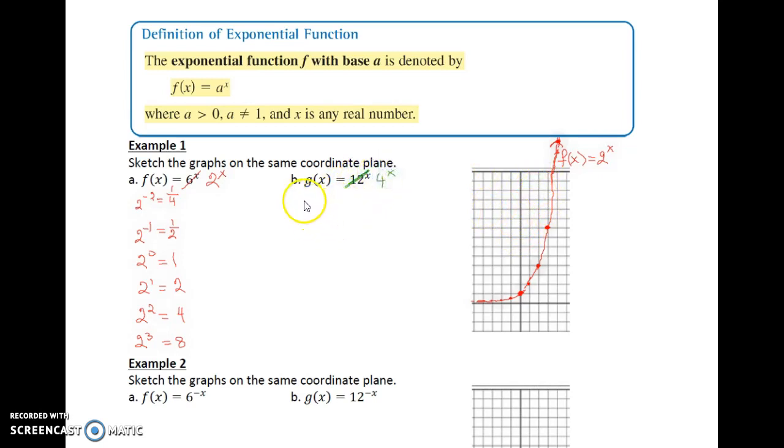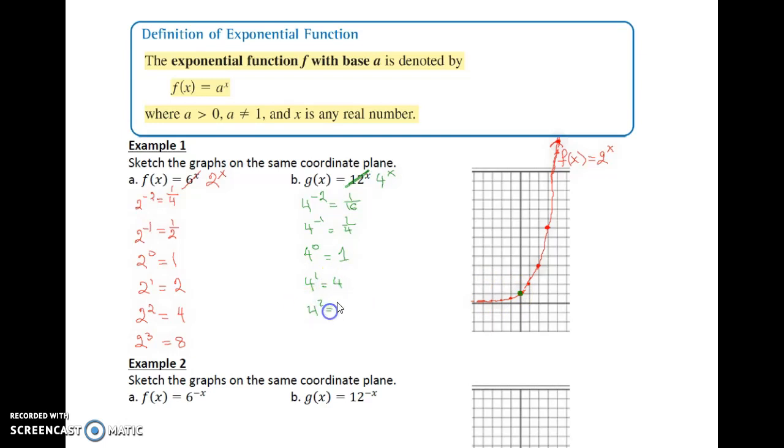If it's helpful, go ahead and calculate a few values again. 4 to the negative 2 power is 1/16. 4 to the negative 1st is simply 1 over 4. As you can see, all of those values are positive, which is why we never really cross that x-axis. 4 to the 0 is equal to 1. Oh, look at that. For this function, I also have a point right here at 1. 4 to the 1st power is equal to 4.